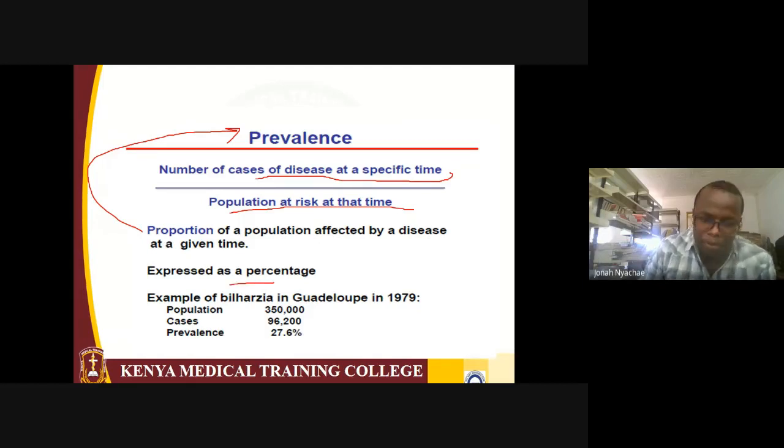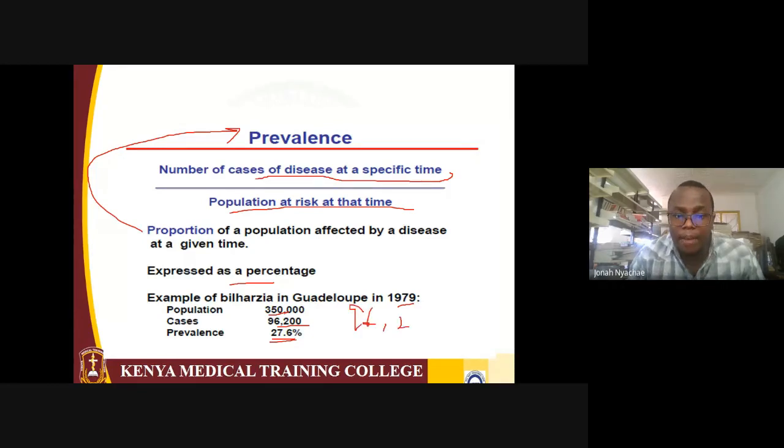So for example, the prevalence of bilharzia in Guadalupe in 1979. So the population there was 3,050. The cases of bilharzia was 96,200. So the prevalence becomes 27.6, because basically you are taking the cases, which is 96,200.